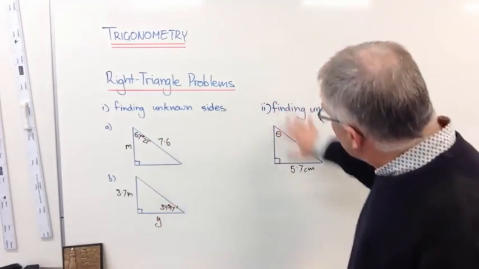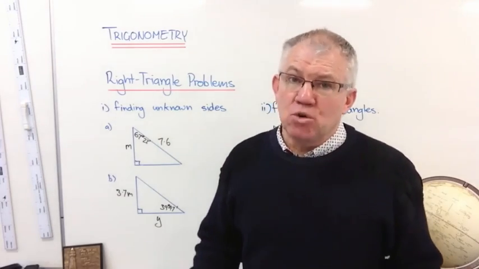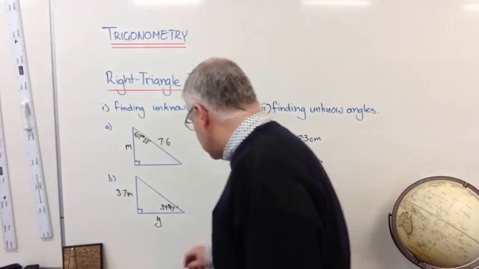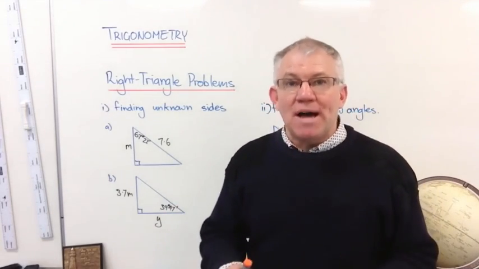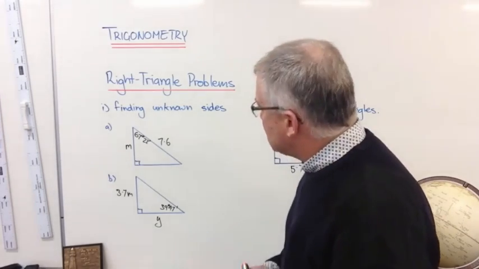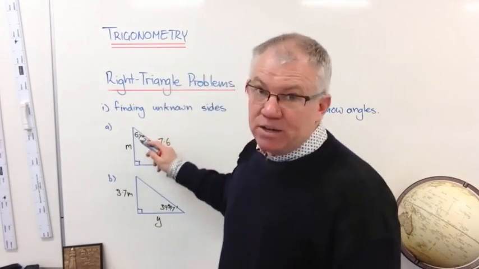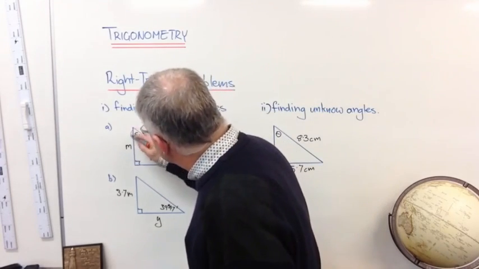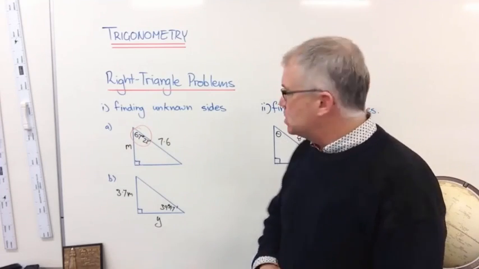In fact, for solving any of these right angle triangle problems, it's the same process always. So let me start with the process. First of all, find the angle that we're dealing with. Find the important angle. Now in this first triangle, the important angle is this one right here, 67 degrees and 22 minutes.